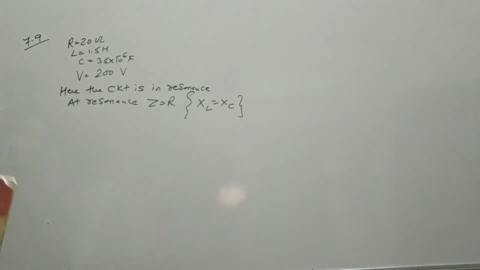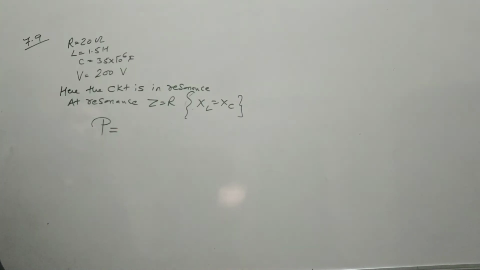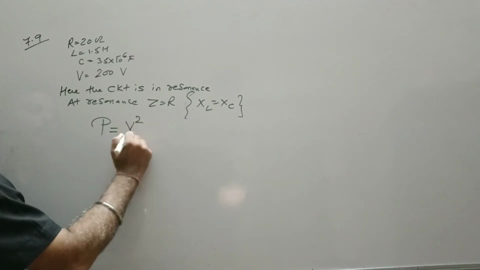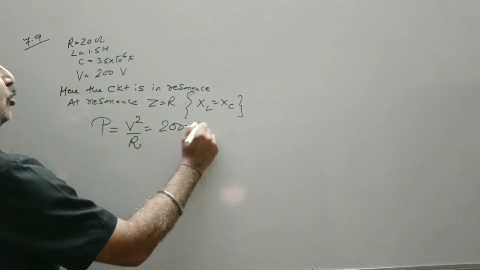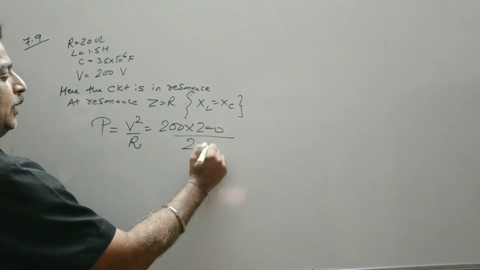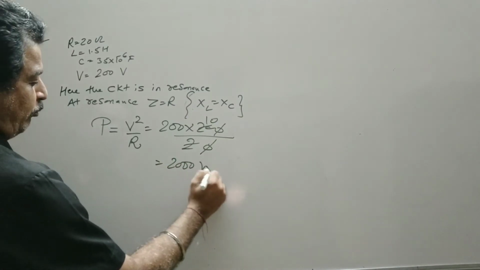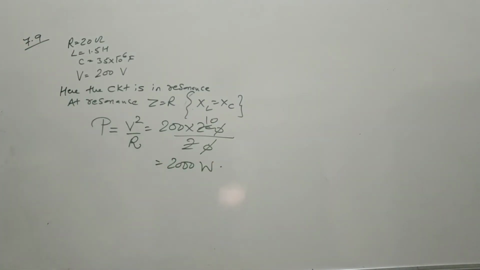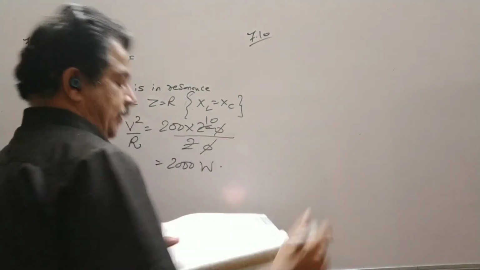Now we have to find out the power dissipated for an entire cycle. So power dissipated should be equal to V square upon R only. So this is equal to 200 into 200 divided by 20. So this is equal to 2000 watt, or 2000 joule per second of power is dissipated in this circuit at resonance. Now let us come to question number 10.